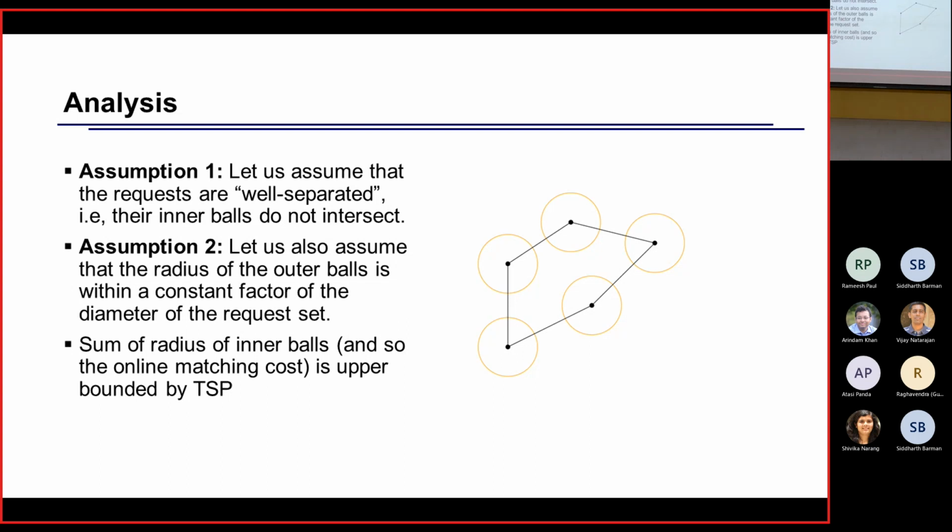Now, of course, from assumption 2, I know that there is a ball which has a significant fraction of the optimal matching edges.